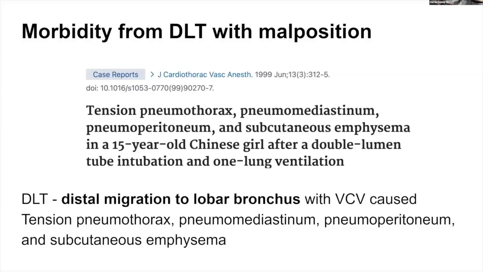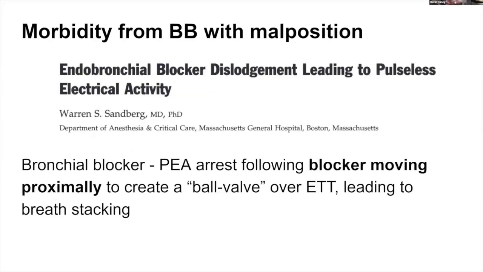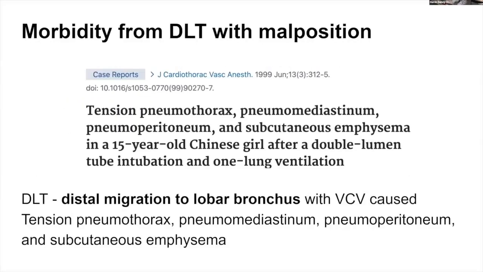There's plenty of case reports that can tell you one's better than the other according to the mortality. But I thought this was quite interesting. This is when a bronchial blocker had been moved accidentally proximally and created a ball valve effect over the endotracheal tube, and that led to breath stacking and an arrest. Similarly, as we've already mentioned, double lumen tubes can be pushed in too far. And if they're pushed in too far, they can cause breath stacking, pneumomediastinum and barotrauma.